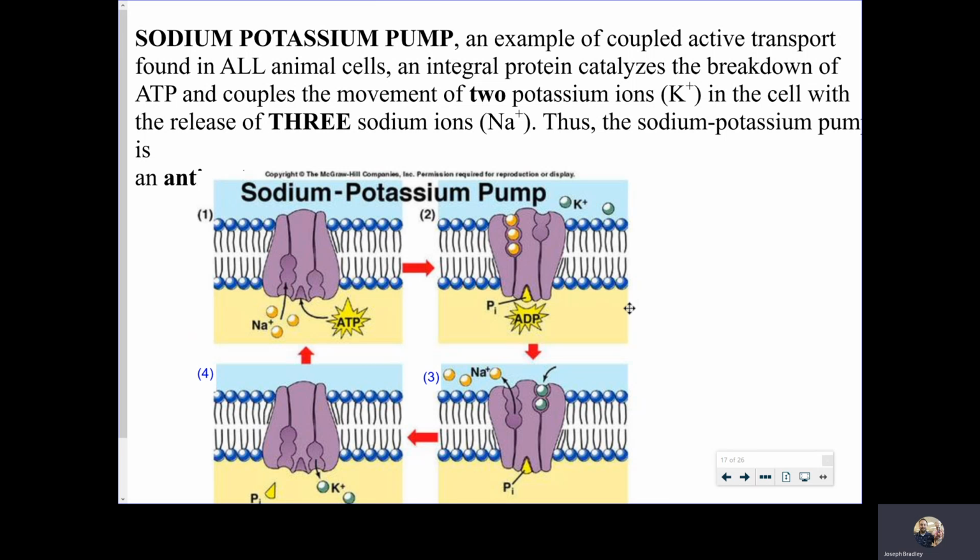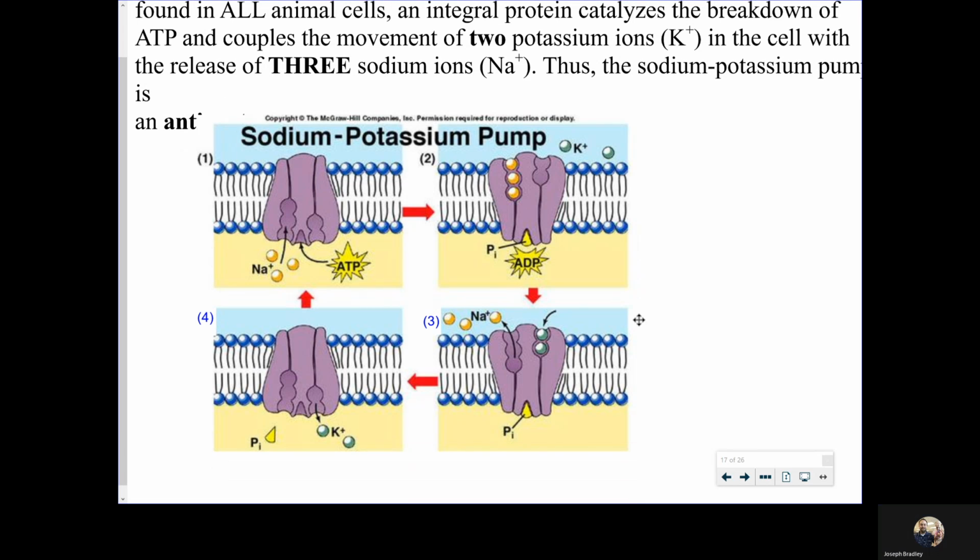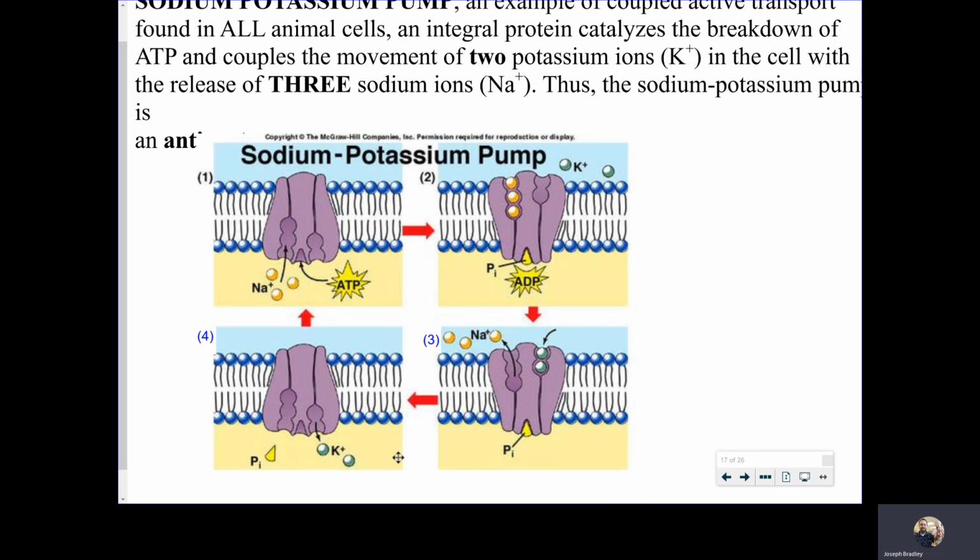Only 2 potassium attach for every 3 sodium. Then the phosphate group is detached. So the sodium is released down here, the potassium attaches, and the phosphate group detaches. It goes back to its original conformation, and then the sodium can be released into the cytoplasm of the cell. What ultimately this does is it creates a gradient that can be harnessed in various ways.